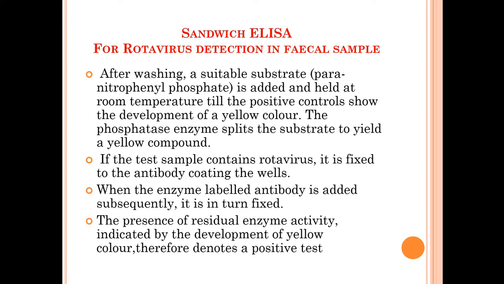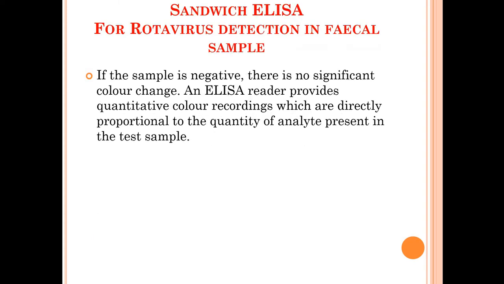There is one more way by which the intensity of the yellow color is measured with the help of an ELISA reader. It is called an ELISA reader, right? It detects the intensity of yellow color and gives indirectly the amount or concentration or titer of the antibodies or antigen present in the clinical sample. As we have just said, if the test is positive, it gives yellow color. If the test is negative, there is no significant change in the color.